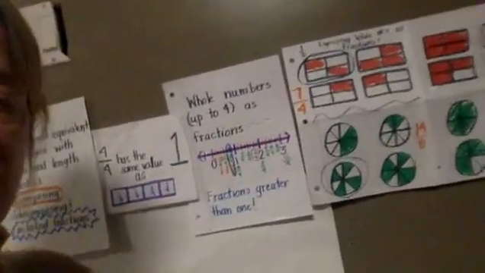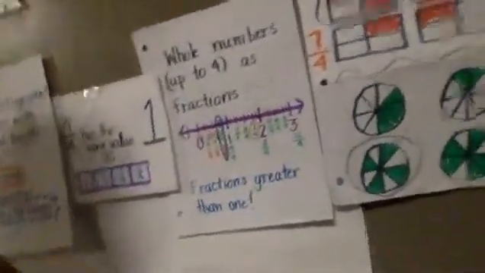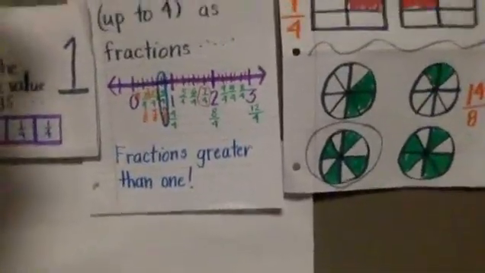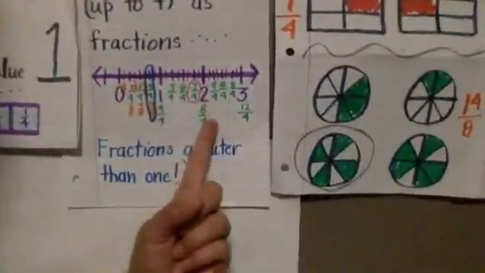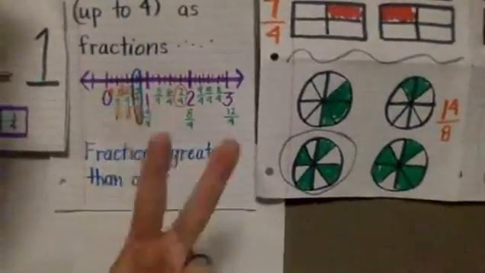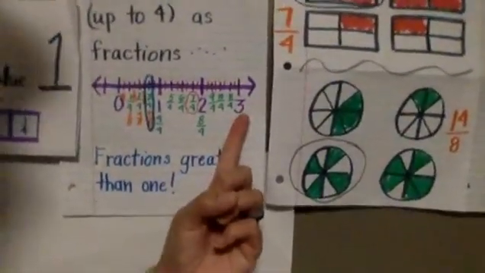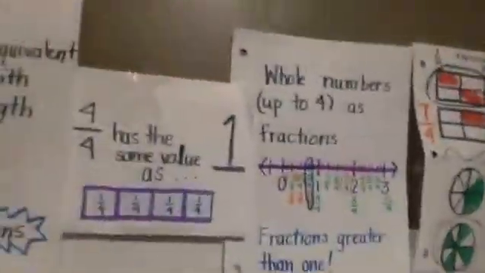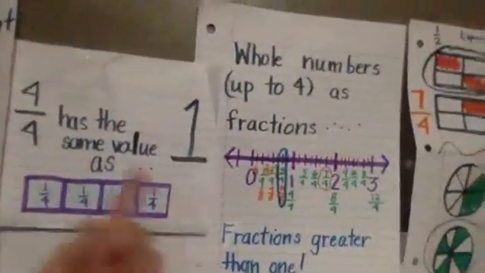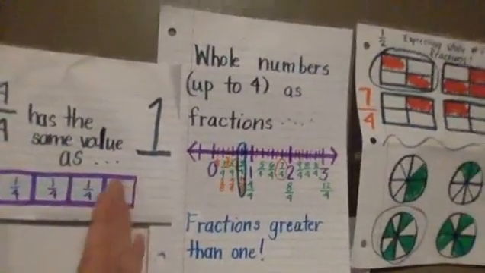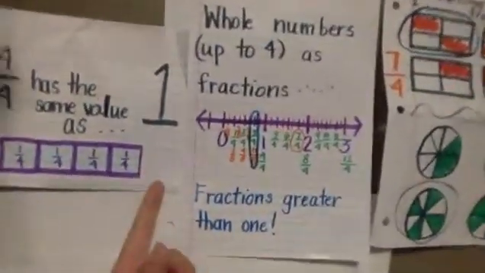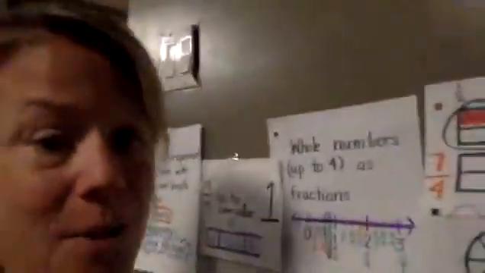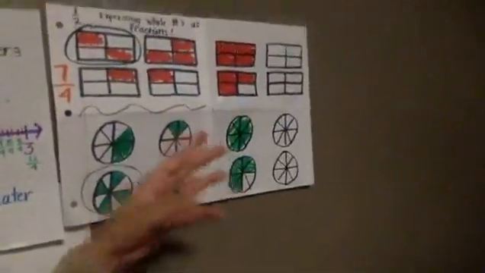Whole numbers up to 4 are fractions. And we have to know and realize that fractions can be greater than 1. So I can know that 8/4 is 2 wholes, or 12/4 is 3 wholes, or 5/4 is more than 1 whole. So if over here I added another fourth, that would be 5/4 of pizza. So that would mean I'd have to have another whole pizza in order to have that fourth.